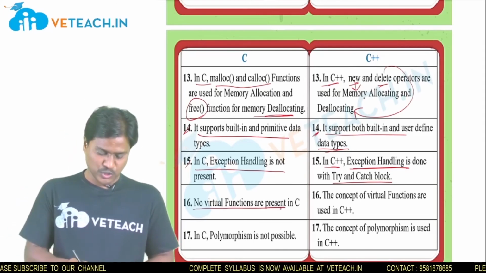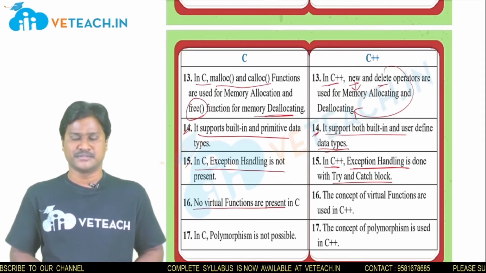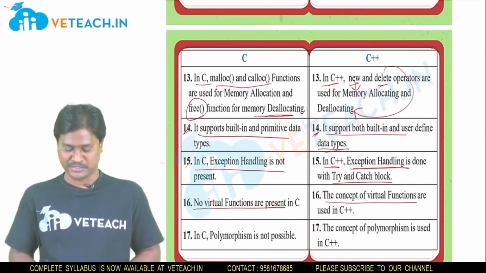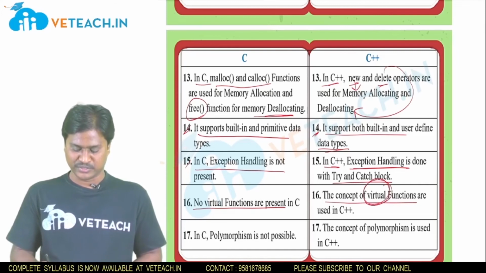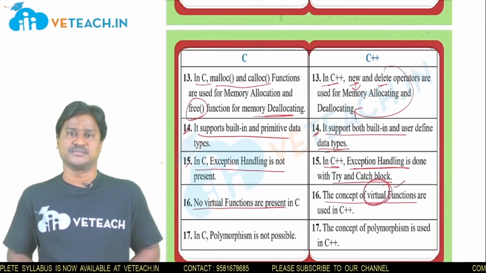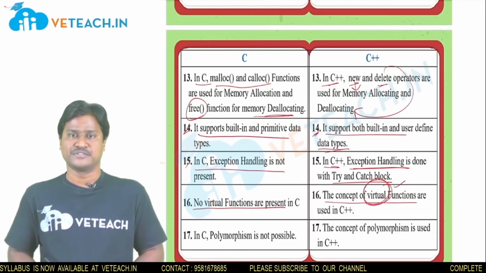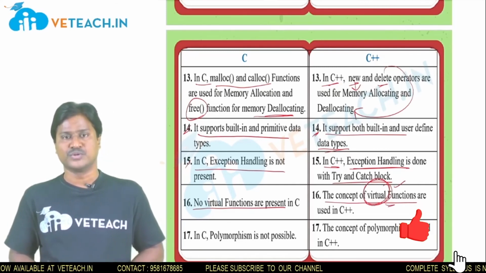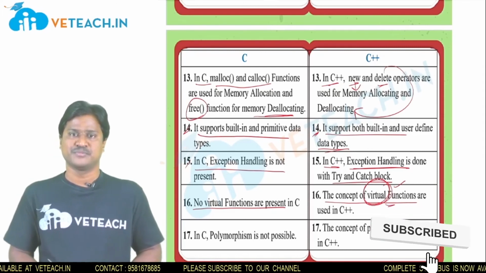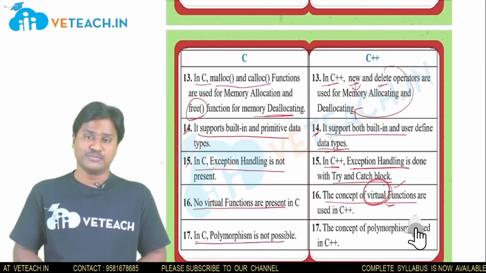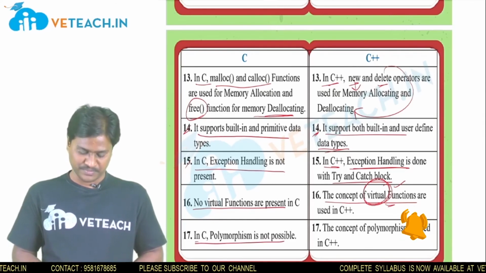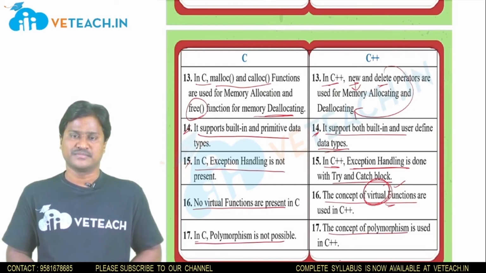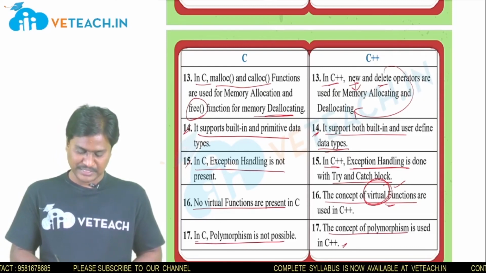And next one, no virtual functions are present in C, whereas the concept of virtual functions is used in C++. By using virtual functions we can get one of the principles, polymorphism, at runtime, and this also gives some more advantages in the designing of programs. Next one, polymorphism is not possible in C, whereas polymorphism is one of the important principles in C++.